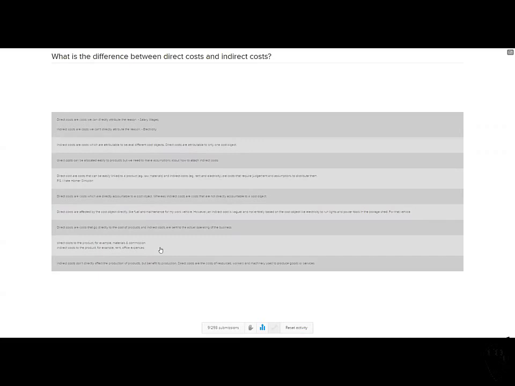It's tricky, there are judgments, and there could be errors or there could be manipulation involved in allocating indirect costs to products, but they are allocated to products. Period costs are not. Direct costs to the product, for example, materials and commission. Indirect costs of product, for example, rent, office expenses.